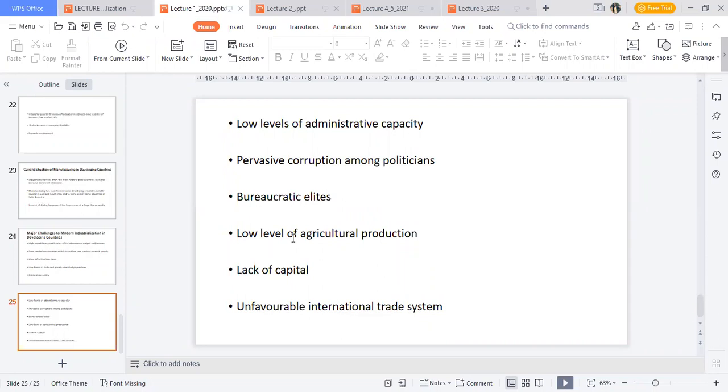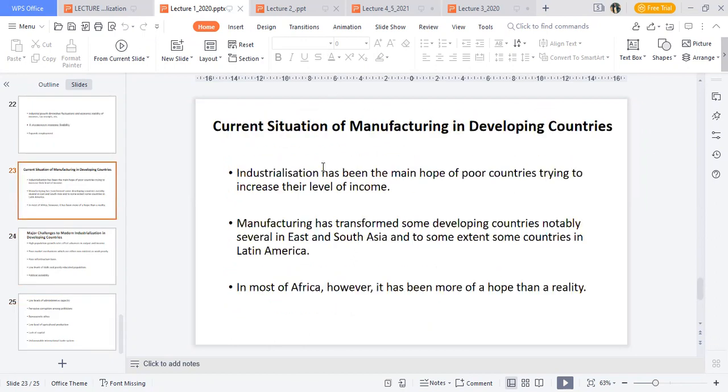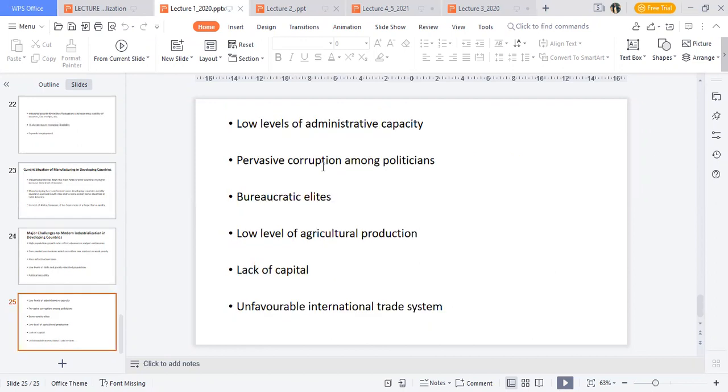When you send your cocoa into the market, they will tell you this is how much you want to buy it. If you don't like it, you can take it back. So these are some of the challenges that we are facing as a country or as a continent in achieving industrialization. So for me, a question from here, and of course, you could expect a question.